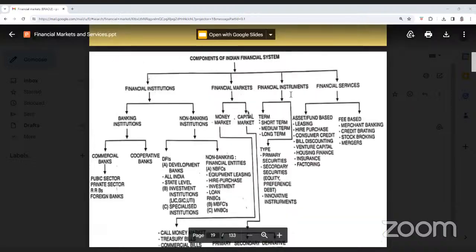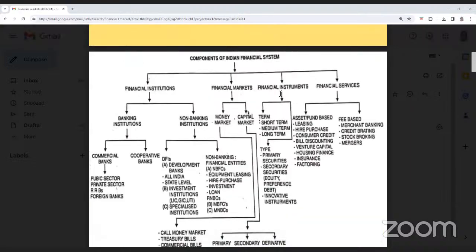And next are the financial instruments. Financial instruments are classified by term, that is short term, medium term, and long term. And the other one is type. Which type is it? Primary security, secondary security, preference, then innovative instruments.